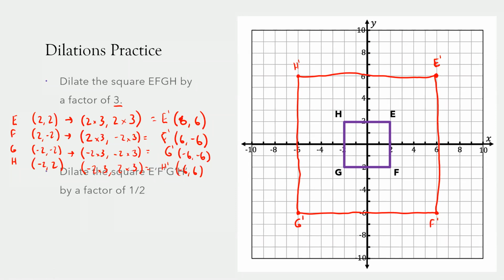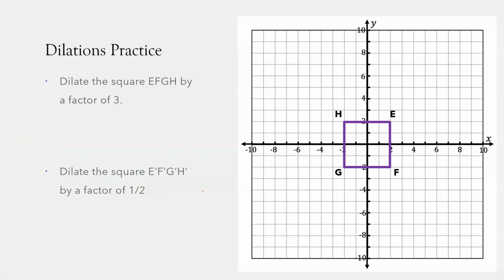Now, new challenge. I want you to dilate the square E prime, F prime, G prime, H prime, which I'll redraw in just a second, by a factor of 1/2. So really quick, I'll put the coordinates back up for E prime, F prime, G prime, and H prime. So E prime was 6, comma 6. F prime was 6, comma -6. G prime was -6, comma -6. And H prime was -6, comma 6.